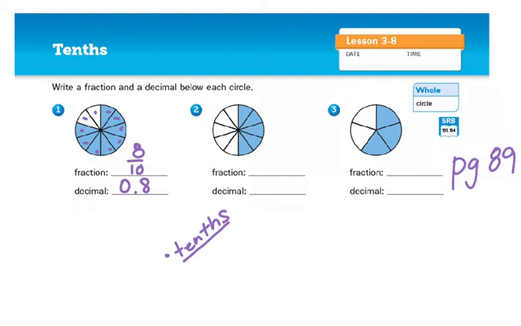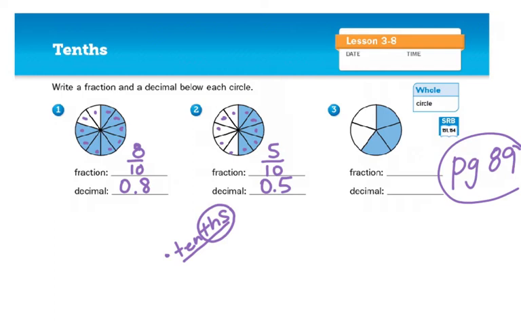Fraction for number 2. Remember to fill this out on journal page 89. Let's count. Again, we know there's 1, 2, 3, 4, 5, 6, 7, 8, 9, 10. Everything is going to be tenths. We know that 5 tenths, or 5 out of 10 sections are shaded. As a decimal, we write it like this. And we say 5 tenths. You want to say the THS at the end.